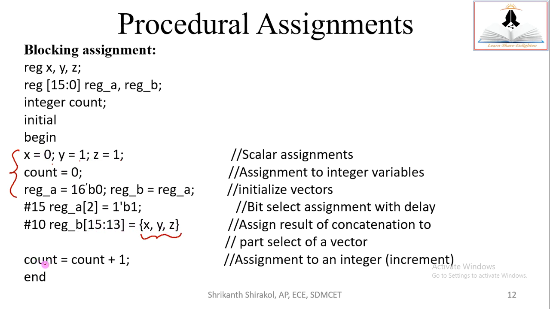And after that no delay is mentioned here, count equals count plus 1. So after 15 this will be executing, after 15 plus 10 is 25. This will be executed. After 25 itself, this also will execute because there is no delay mentioned. But within these two, this will execute first and then this will execute next. So this is about the blocking assignment.